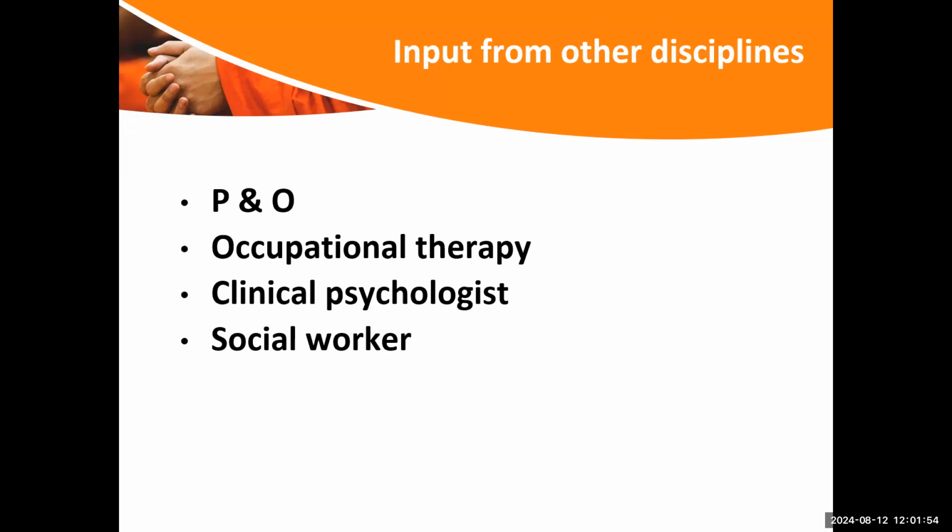Okay, so of course we won't be able to rehab the patients on our own. We need to get help from other professionals. Of course, P&O is very important. If you don't have the prosthesis, you can't train the patient, isn't it? Okay, so occupational therapists look at their occupational need. Clinical psychologists depend on whether the patient has some emotional problem.